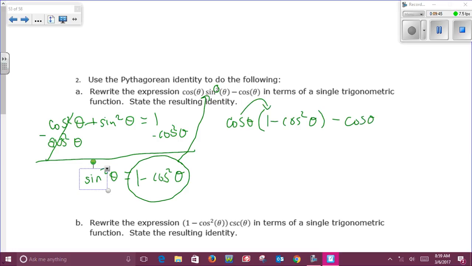Now I just have to do regular algebra. Distribute. So it's cosine theta minus cosine squared times the cosine would be cosine cubed theta, minus cosine theta. So this cosine theta crosses out with that cosine theta, so we have a negative cosine cubed theta.